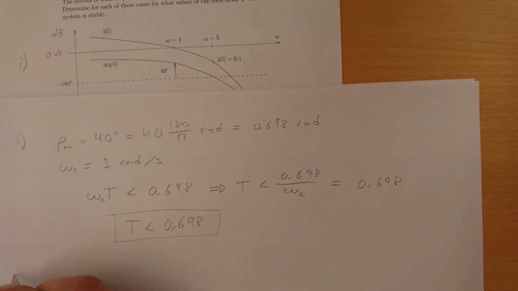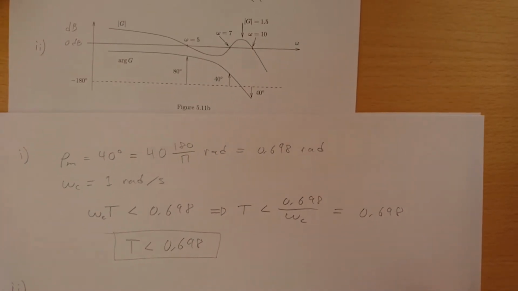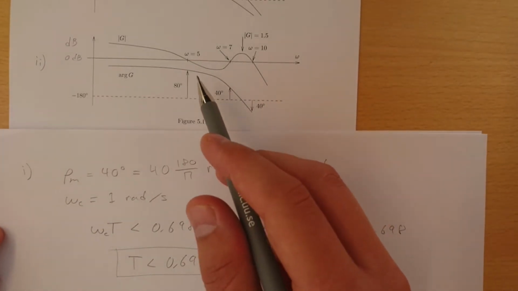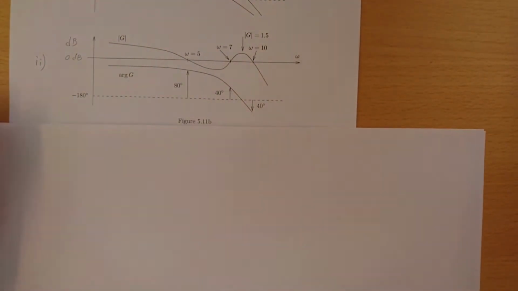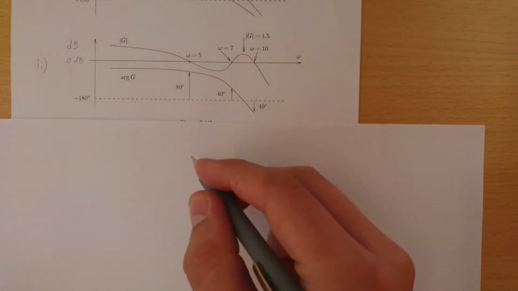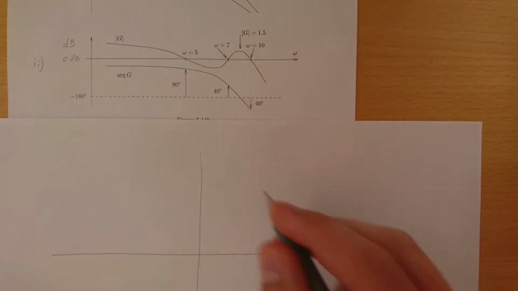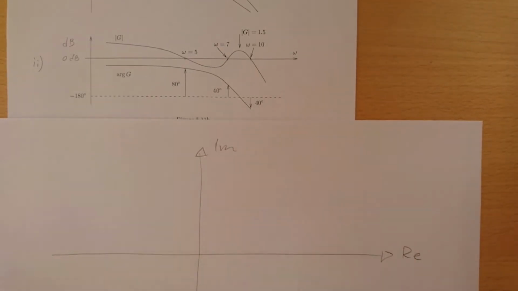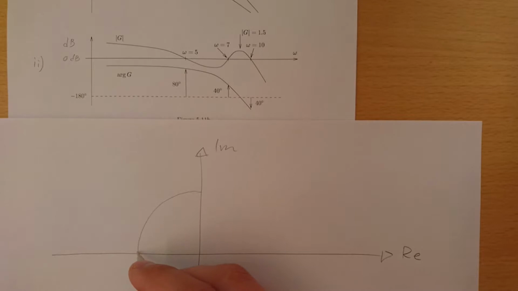Okay, let's move on to task number 2, or case number 2. And this is in fact a bit trickier. It is hard to solve this problem just by looking at this Bode plot. So what we're going to do is draw the Nyquist curve for this system. So let me make a plot here. So here we have the real axis and here we have the imaginary axis. And I'm also going to sketch out the unit circle.